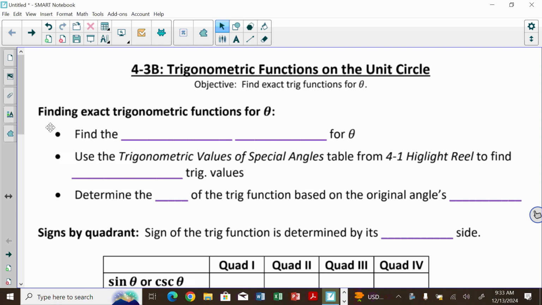All right, 4.3b, talking about finding exact trig functions. So we're still working with trig functions on the unit circle and then finding exact trig functions. We'll try to do that.